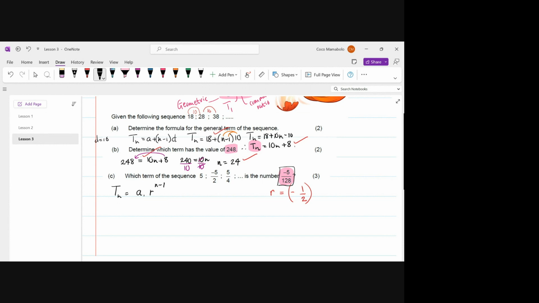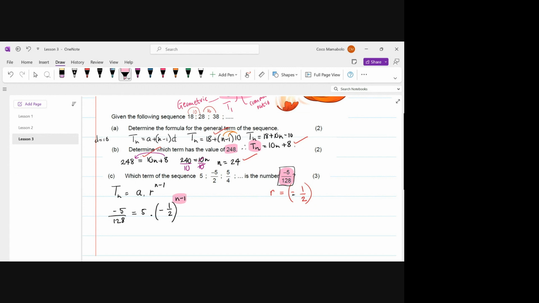All right, so I'm going to get -5 over 128 is equal to our A value, which is 5, multiplied by, now remember guys, whenever we have a negative common ratio, you're going to leave it in the bracket. You do not take it out of the bracket, otherwise your n minus 1 part isn't going to do what it needs to do in terms of getting us the correct answer. Every answer is going to come out negative if we don't do that. All right, so now we're solving for n.